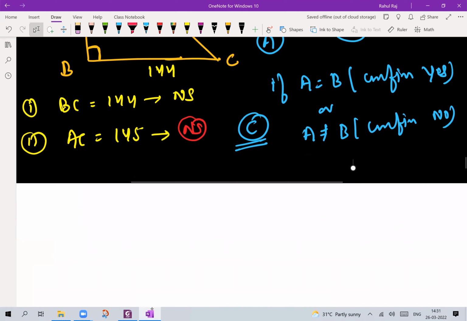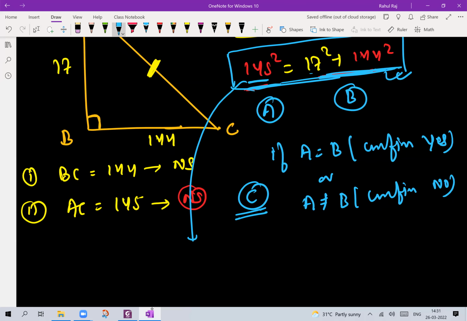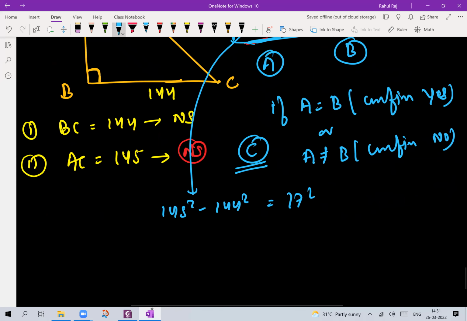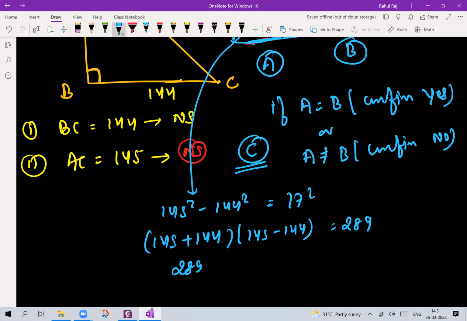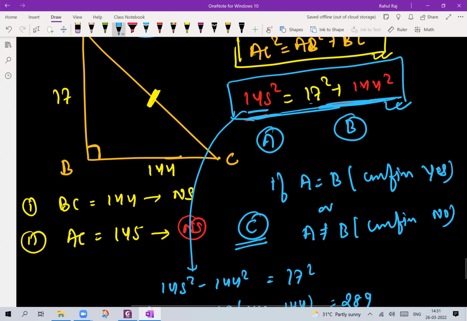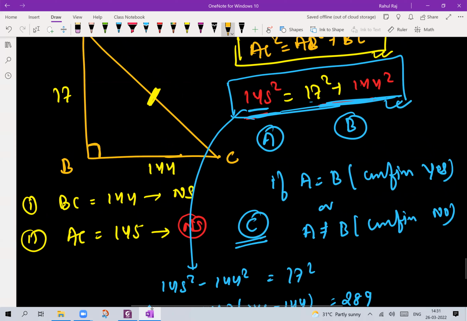But if at all you need to solve that, what exactly do you do? You just bring 145 square minus 144 square is equal to 17 square. That is nothing but (145 minus 144) into (145 plus 144). This is 289. So 289 cross 1 is equal to 289. So if you eventually try and solve this, you will get that A is equal to B, and then you will mark a confirm yes answer, but it was not required for you at all.